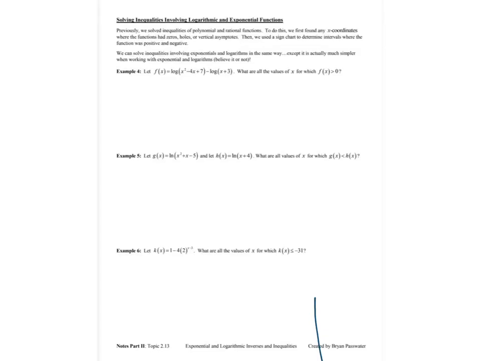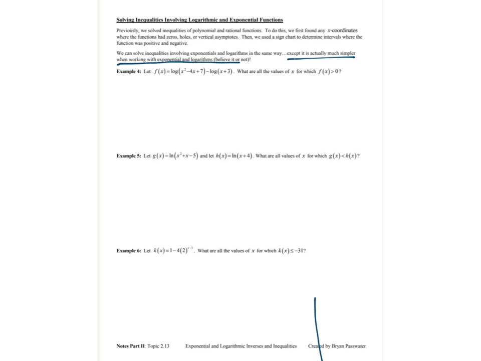I don't know where they get the idea that this is easier with logarithms, but read it. It says it's actually much simpler when working with exponentials and logarithms. Believe it or not, I don't know who they are, but I don't think that it's easier here. It was hard for me.